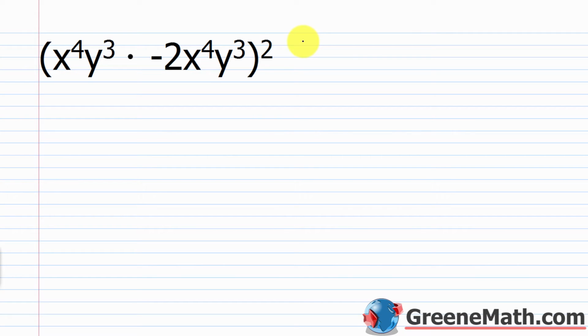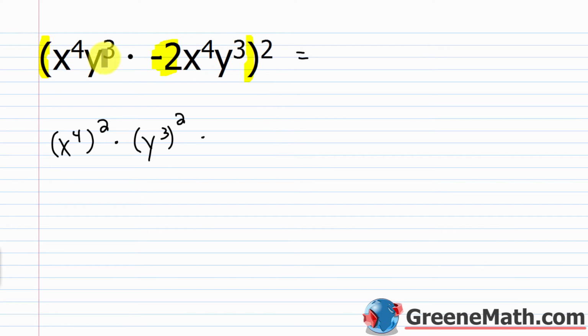Another thing you can do, and what I'm going to do here, is individually use the power rule and then simplify in the end. So we would have x to the 4th power, and then that's going to be squared. Right? It's raised to the 2nd power. Then times, we have y cubed, and that's squared. Then times, I have this negative 2 here. Very important that we think about signs when we're working with exponents. Now, the negative 2 is enclosed inside of these parentheses here.